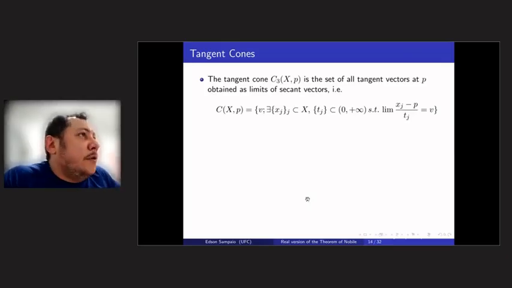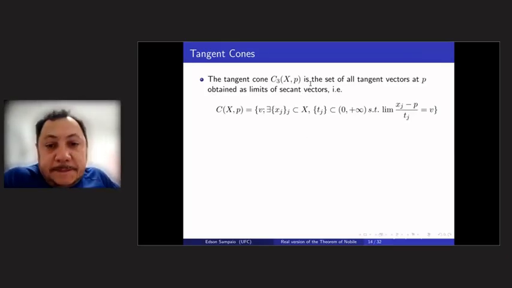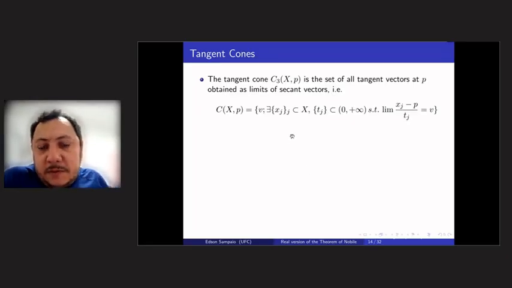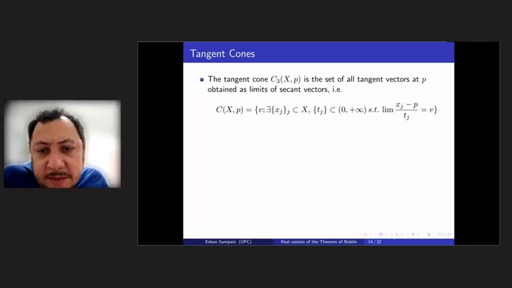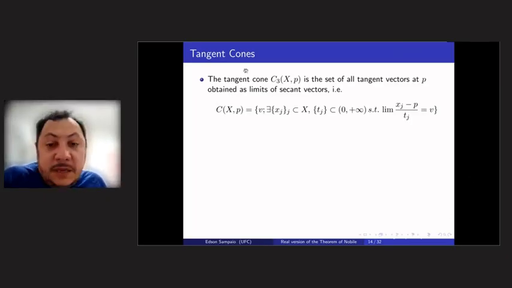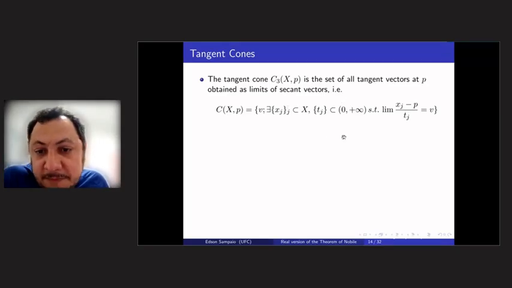So tangent cones: I will need only two definitions of tangent cones, the third one and the fourth one, the Whitney tangent cones. The third one I will denote as C3(X,p), which means the tangent cone of X at p, the set of all tangent vectors at p obtained as limits of secant vectors. That means all v's such that there is a sequence x_j in X and a sequence t_j of positive numbers such that this limit holds true.